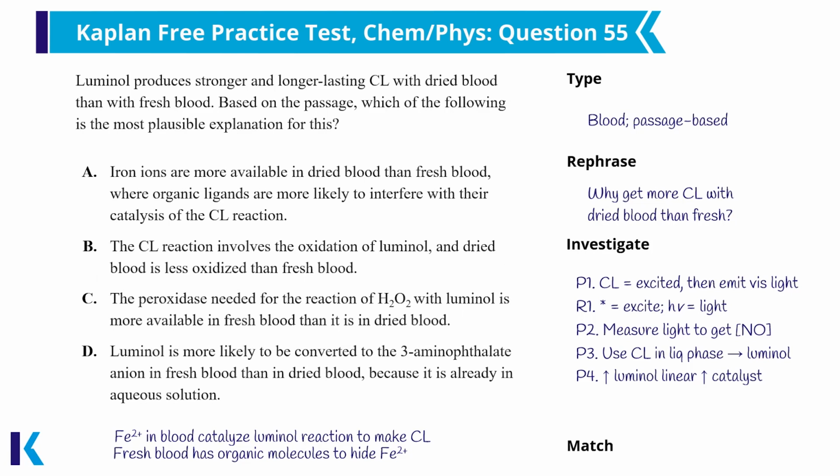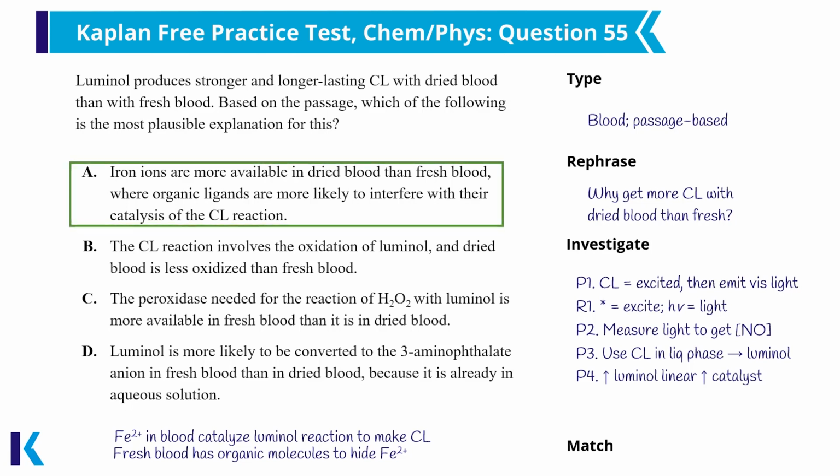A states that iron ions are more available in dried blood than fresh blood because organic ligands in the fresh blood interfere with the iron's ability to catalyze a chemiluminescence reaction, which does match my prediction. When my prediction matches this closely to an answer, I pick it and I move on. However, in review, it's worth looking at the other answers.